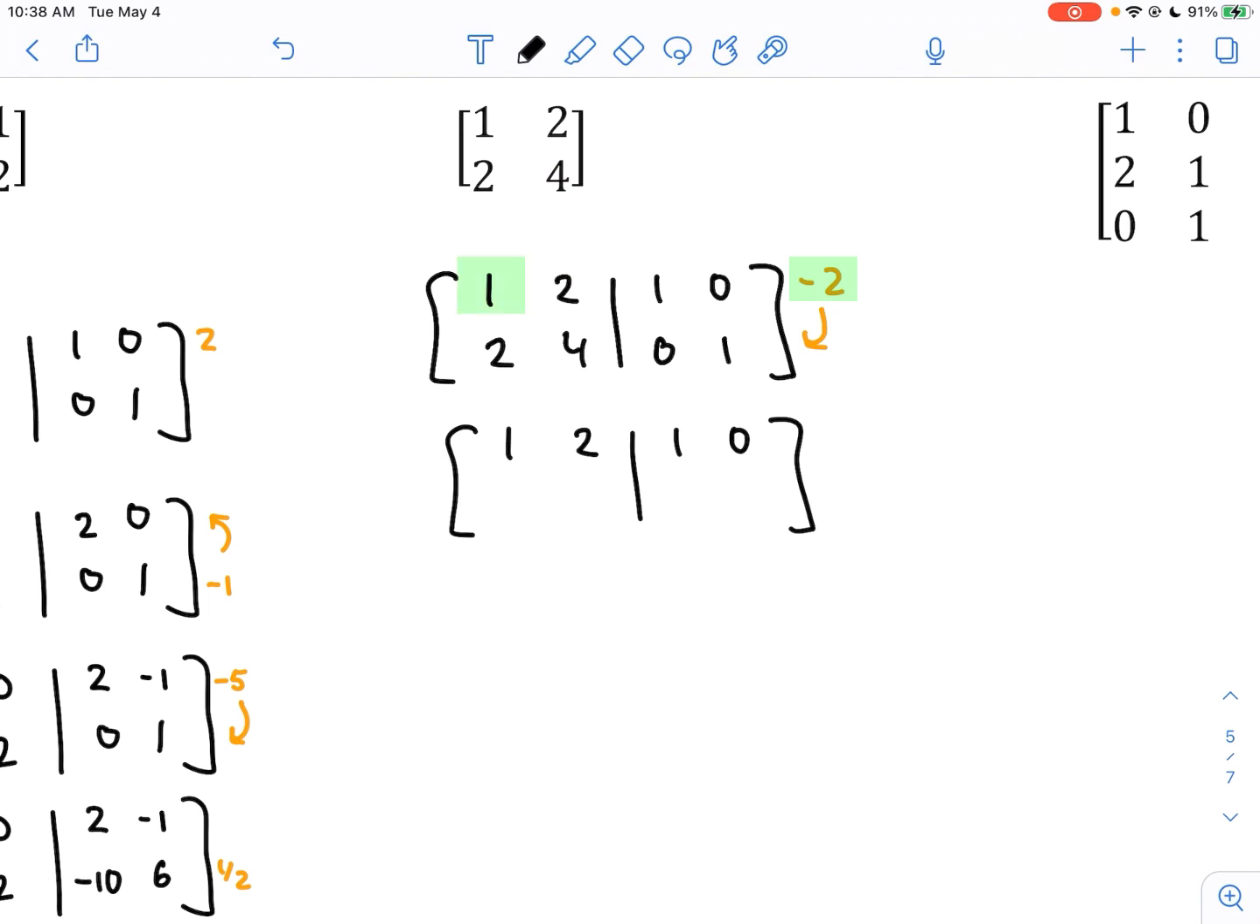-2 times 1 is -2, add to 2 there, gives me 0. -2 times 2 is -4, add that to that 4. Oh, that also gives me 0. And right here I know I'm pretty much done. I'm going to get a -2 next and a 1 next.